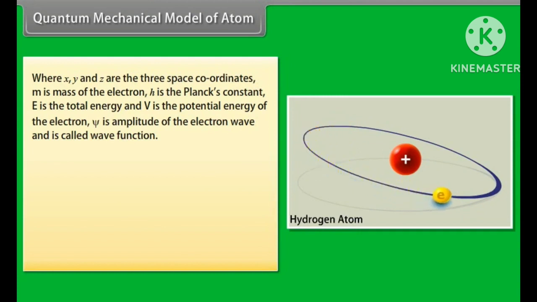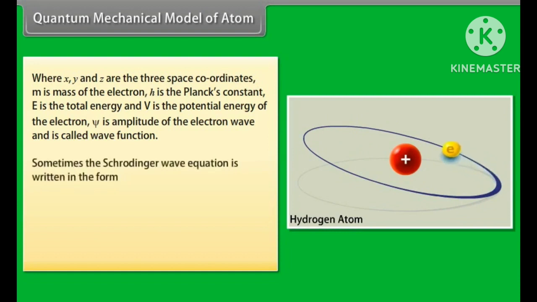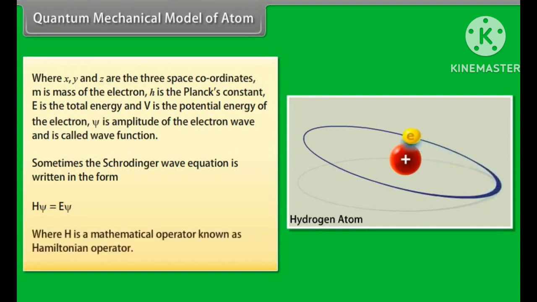m is the mass of the electron, h is Planck's constant, E is the total energy, and V is the potential energy of the electron. Ψ is the amplitude of the electron wave and is called the wave function. Sometimes the Schrödinger wave equation is written in the form HΨ = EΨ, where H is a mathematical operator known as the Hamiltonian operator.